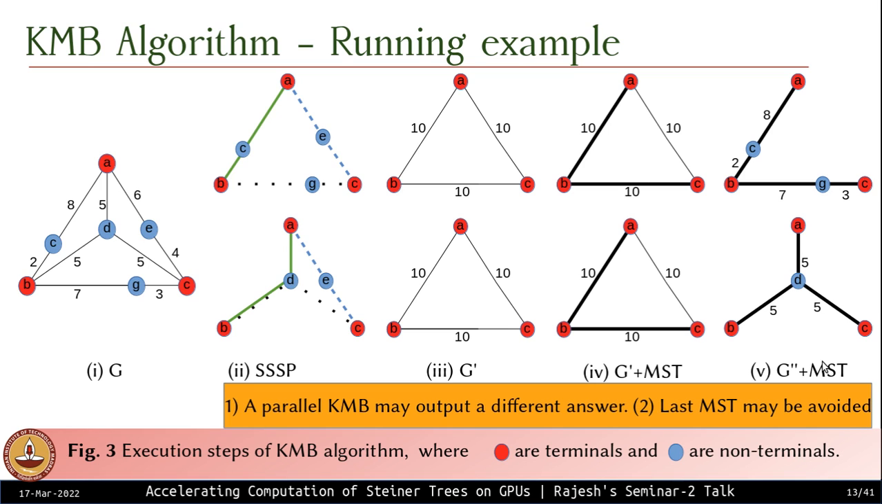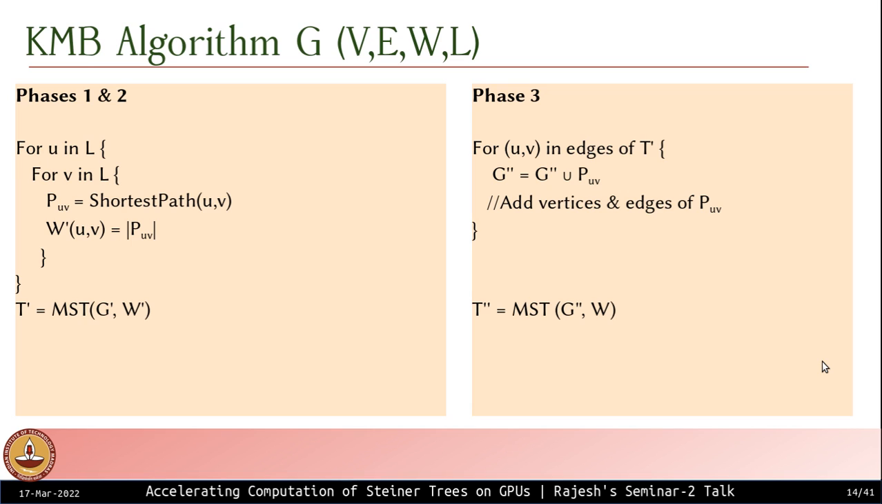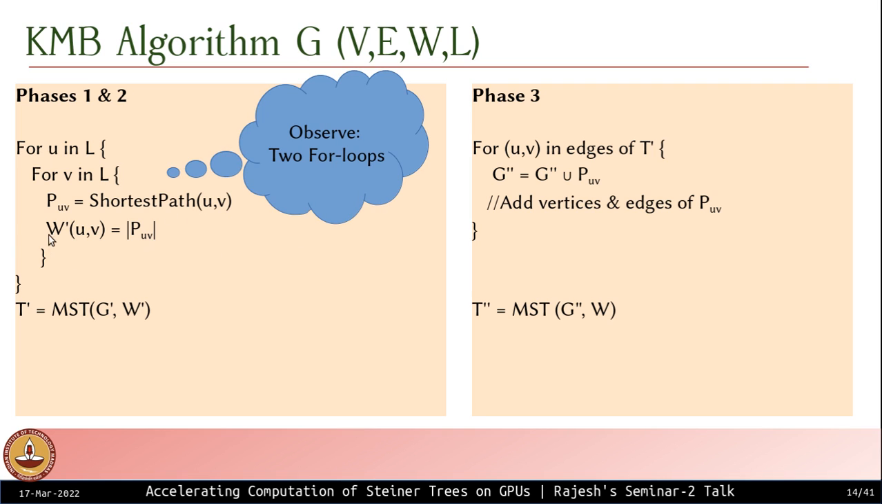Okay, let's move on to the description of the KMB algorithm as given in their paper. Notice there are two for loops running over the terminals computing the shortest path distances. We also need to record the weight of the shortest path in order to compute G prime. Then we run a minimum spanning tree, and similarly using the edges in the spanning tree we construct G double prime, using the vertices along the shortest paths. Then finally there is the MST.